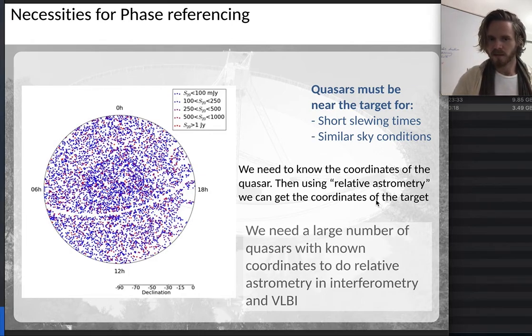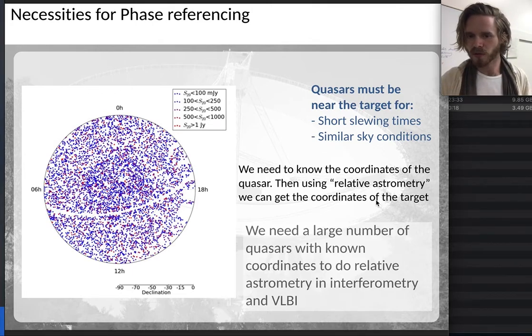So what radio astronomers need when they're thinking about astrometry, and it's necessary for astrometry of your source, is a big catalog of quasars, reference sources, that are reference points in your reference frame, so that when you get the relative position of your maser to that quasar, you can then work out the coordinates of your target or your maser based on the offset from that reference point quasar. So we need a large number of quasars with known coordinates to do relative astrometry in interferometry and VLBI. There's a lot of people compiling these catalogs so that we can do this, and it's really thanks to their help that radio astrometry can be done.